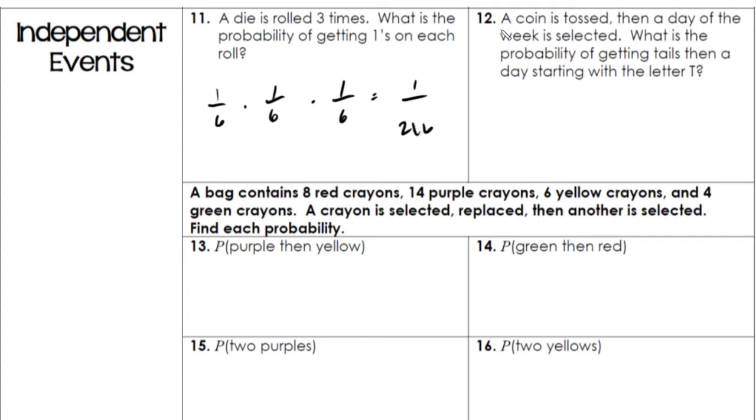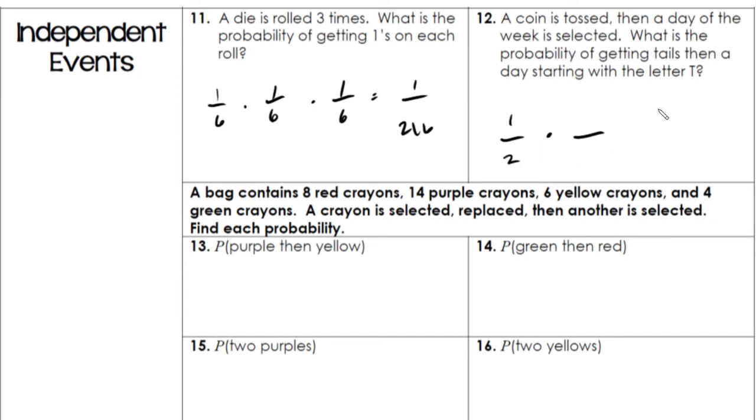Next up, a coin is tossed, then a day of the week is selected. What is the probability of getting tails, then a day starting with the letter T? See if you guys can do this. These are independent, so you're going to multiply them together, and they don't have any bearing on each other. So think to yourself, what are the odds of getting a tails, and then what's the odds of a day starting with T?